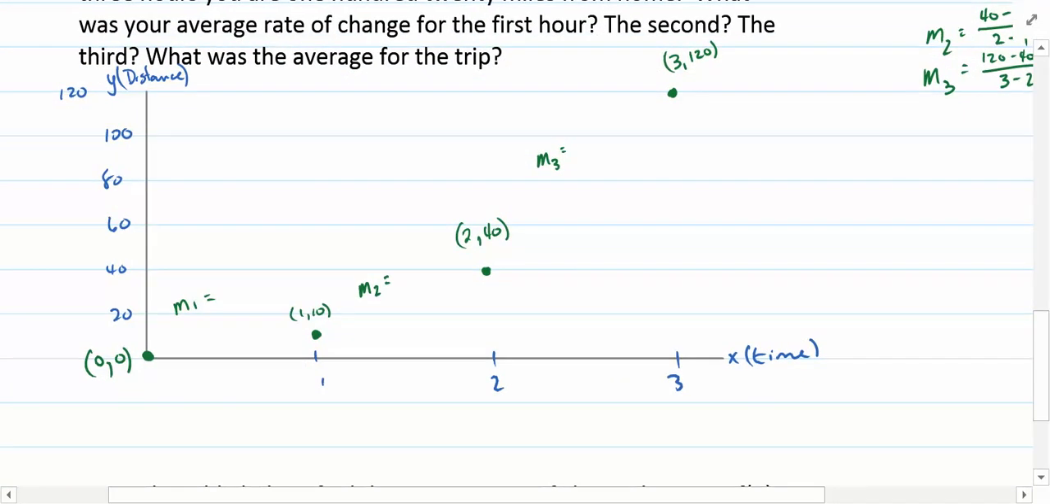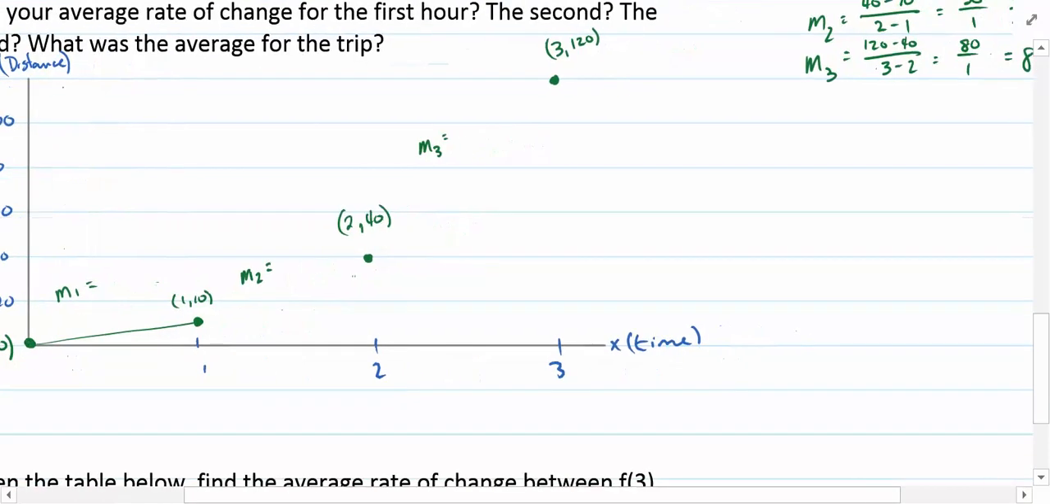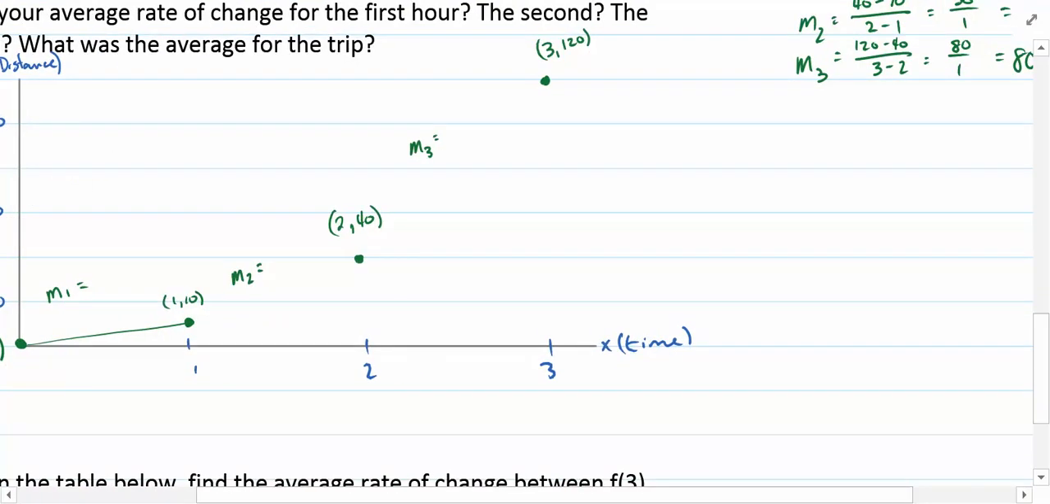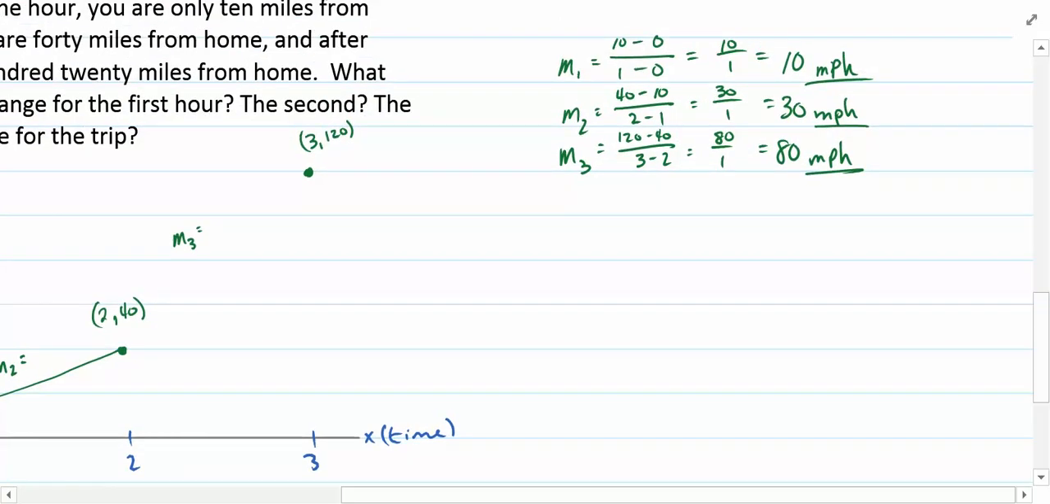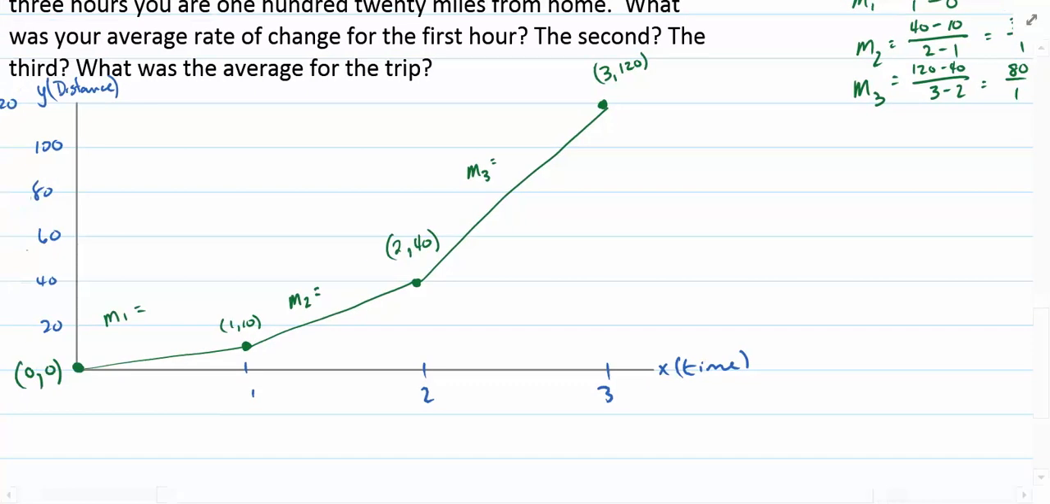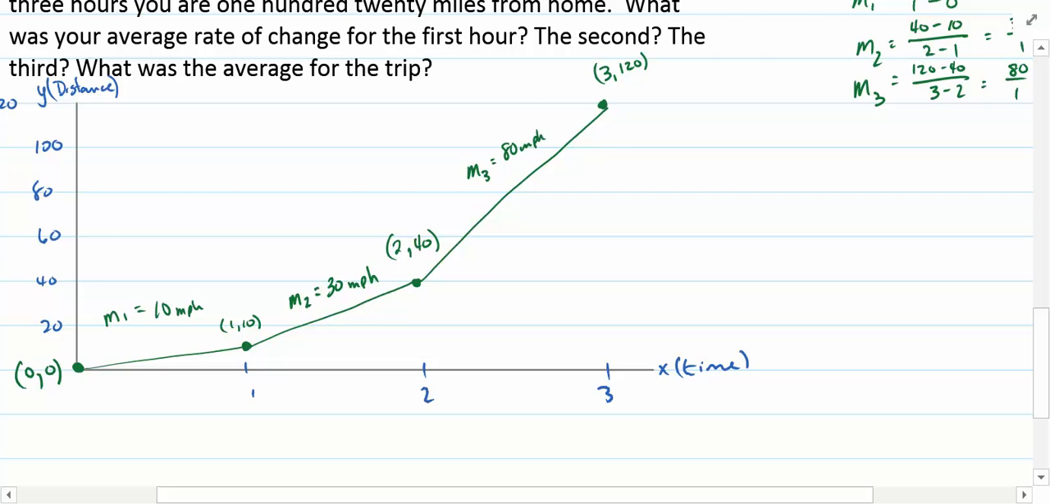So for that first leg, we had a slope of 10 miles per hour. The slope here the second time was 30 miles per hour, and then we increased to 80 miles per hour. Again, 10 miles per hour, 30 miles per hour, and then finally 80 miles per hour. Our rate of change changed throughout the entire trip.